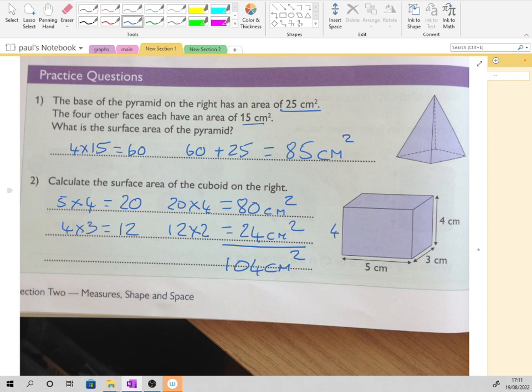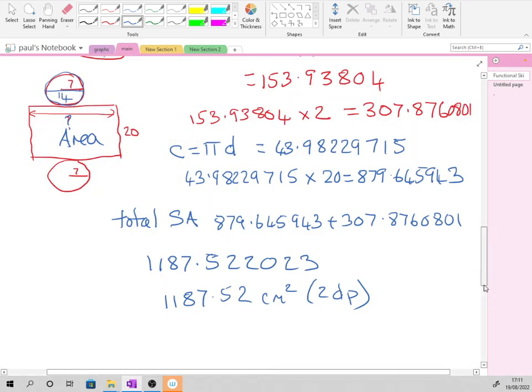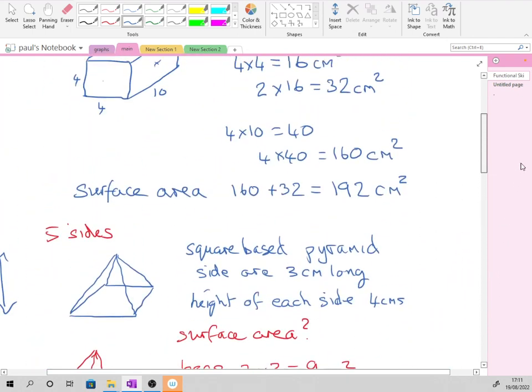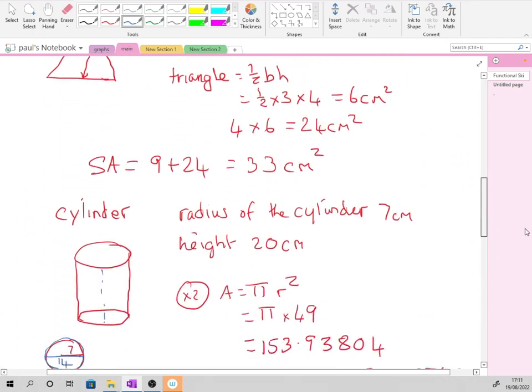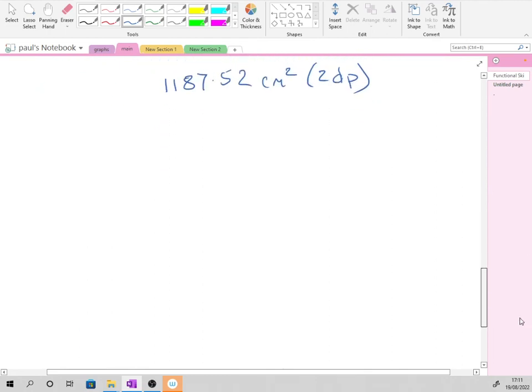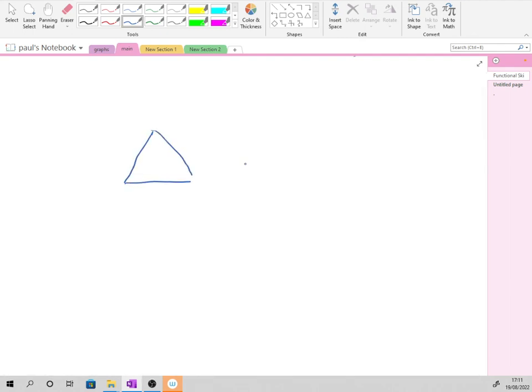Oh, goodness me. Right, now, there is a shape we need to do, the surface area. And this is going to be the surface area of a prism. Okay, the surface area of a prism. So it's cuboid, pyramid, cylinder, and prism. The 4 things that we need to know.